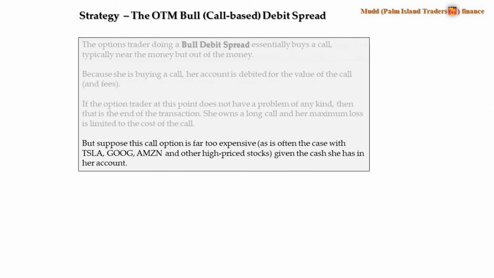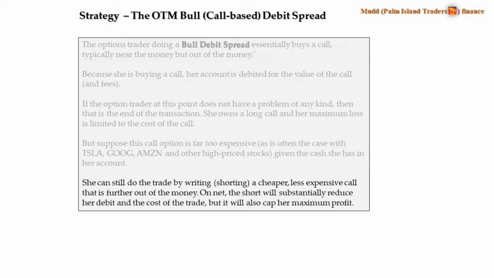But suppose this call option is far too expensive, as is often the case with Tesla, Google, Amazon, and other high-priced stocks. Given the cash she has in her account, she can still do the trade by writing or shorting a cheaper, less expensive call that is further out of the money. On net, the short will substantially reduce her debit and the cost of the trade, but it will also cap her maximum profit. We can see why using debit spreads are justified, but maybe not so much.